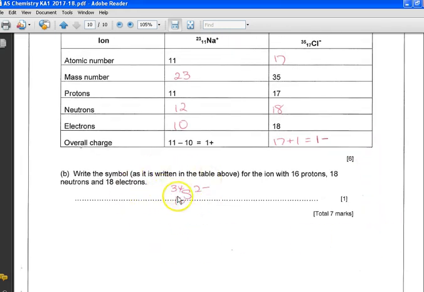And then you're just asked here to write using the same notation for an ion with 16 protons, 18 neutrons and 18 electrons. If you look that up on the periodic table, you know that it's sulfur. It's in group 6. So if it's got 16 protons but 18 neutrons, then the mass number will be 34, and we will have a 2- ion, because instead of 16 electrons, which you would expect, it's got 18 electrons. So it's got 2 extra electrons.